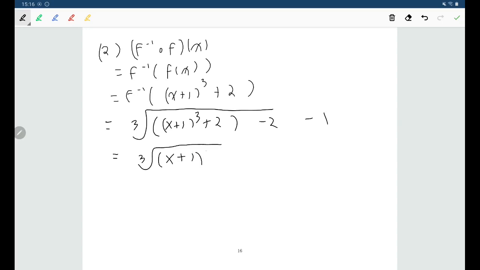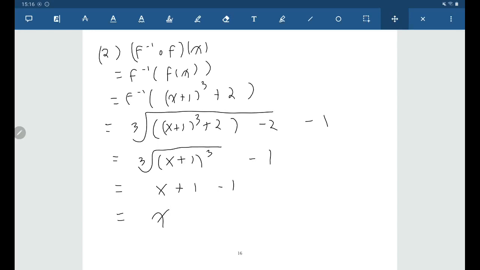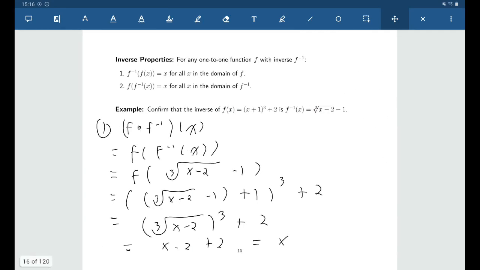And again, just like the last one, things do simplify pretty quickly here. The plus 2 and the minus 2 cancel each other out. The cube root and cubing cancel each other out. And then the plus 1 and minus 1 cancel each other out. And so we're left with f inverse composed with f is equal to x. So there we go. By showing both of these, we've confirmed that yes, we are correct. Those two are inverses of each other.